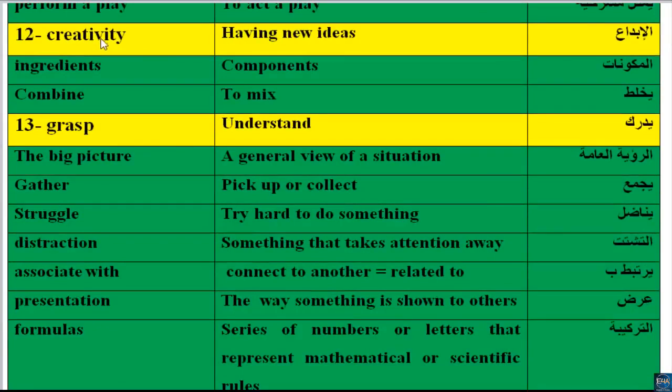12. This is exercise number 12. The words of exercise number 12. Creativity, American, T soft D. Having new ideas. The W sound between here, the W and I. Don't say new ideas, no. New ideas, W sound. Make a link between the W and I. Creativity. British, creativity. Ingredients, components. Combine, to mix.